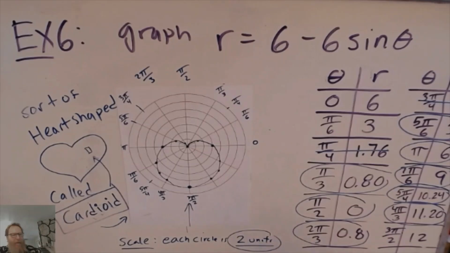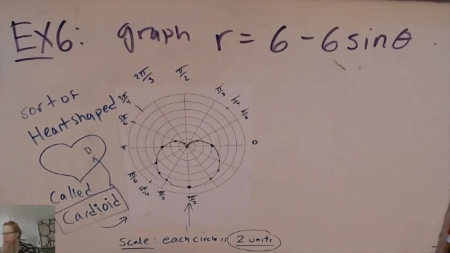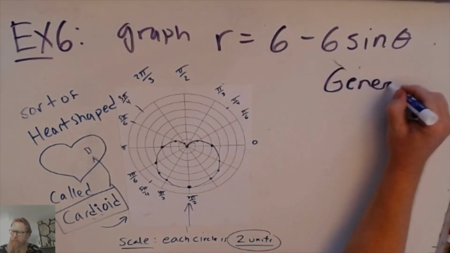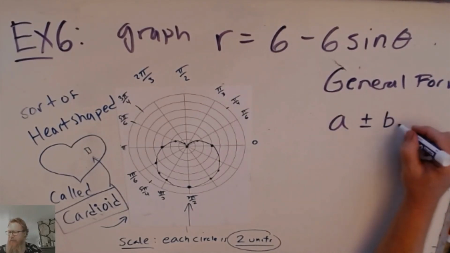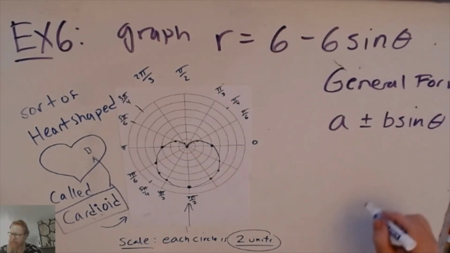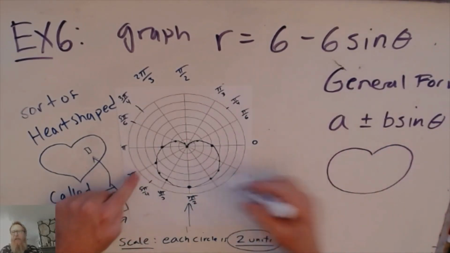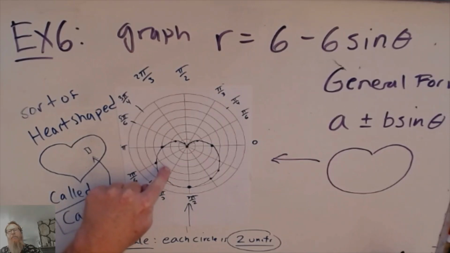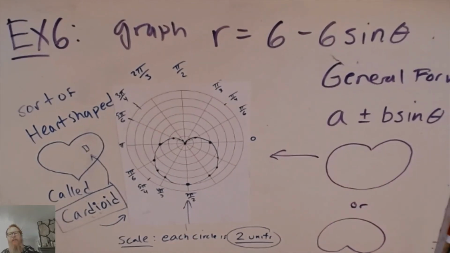There are various types of cardioids. The general form is A plus or minus B sine theta. That would either be a cardioid that faces up, kind of like the one we just did, or sometimes the cardioid ends up facing the other way, like this, upside down, depending on the values of A and B.